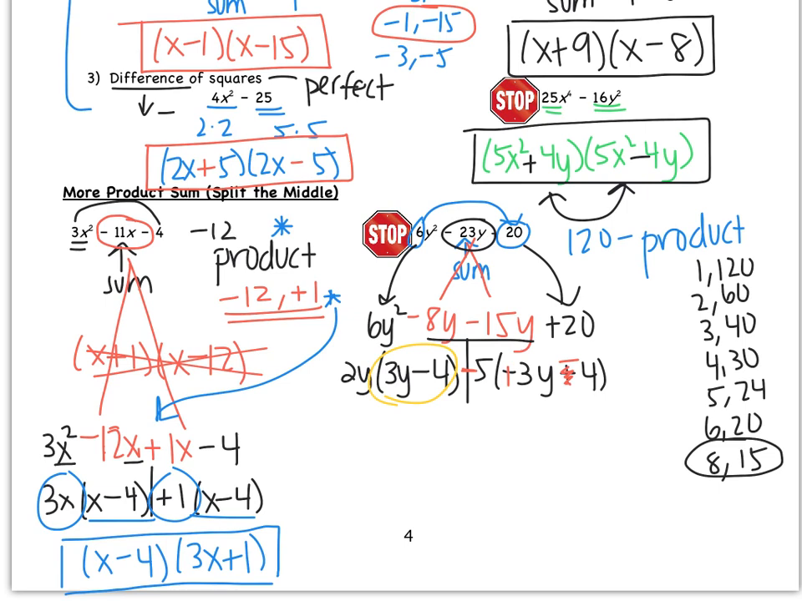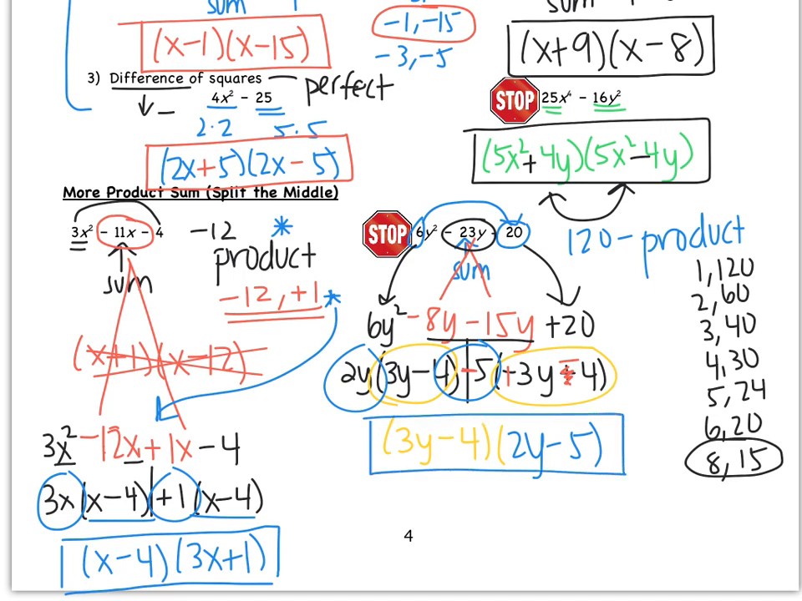The parentheses that match, those are our first factor, 3y minus 4. Our second factor is the numbers out in front, which is 2y minus 5. So this is our final answer. Hopefully that went well for you. If not, you're going to have some more practice on the next page.